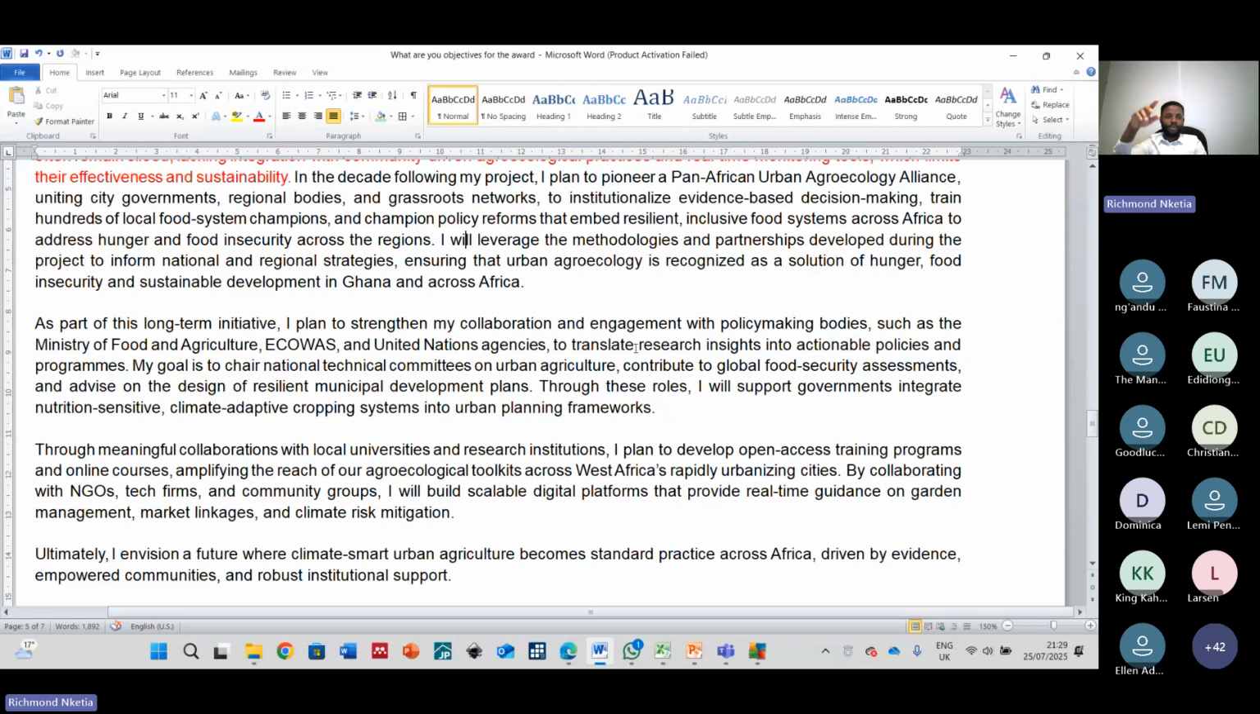Remember, if things work the way I've planned, I've already worked with the Ministry of Food and Agriculture. I've worked with non-governmental organizations, research institutes in Ghana and across the African region during my first 5 years. And so I'm still building on these collaborations and engagement with policy-making bodies, such as the Ministry of Food and Agriculture, the ECOWAS, and United Nations agencies like the Food and Agriculture Organization to translate research insights into actionable policies and programs.